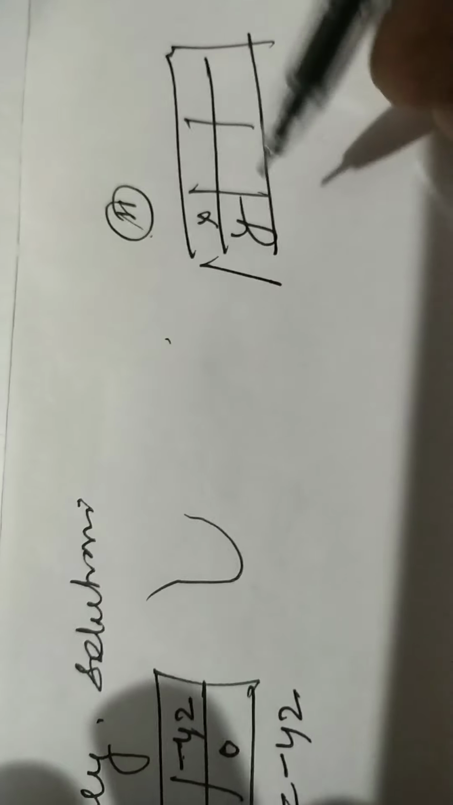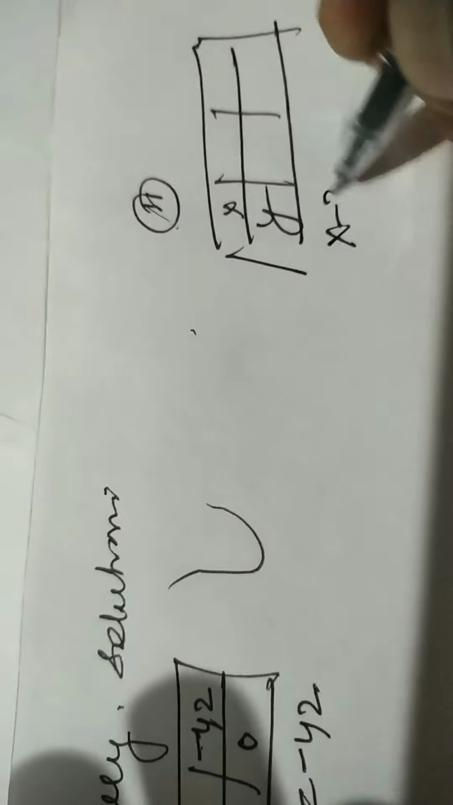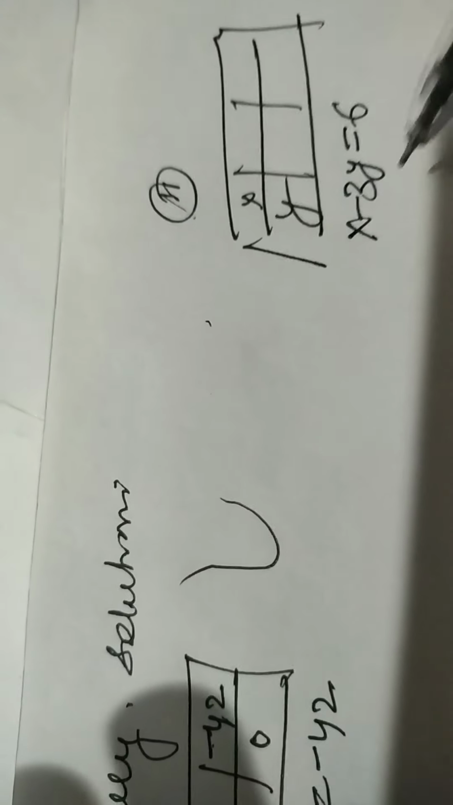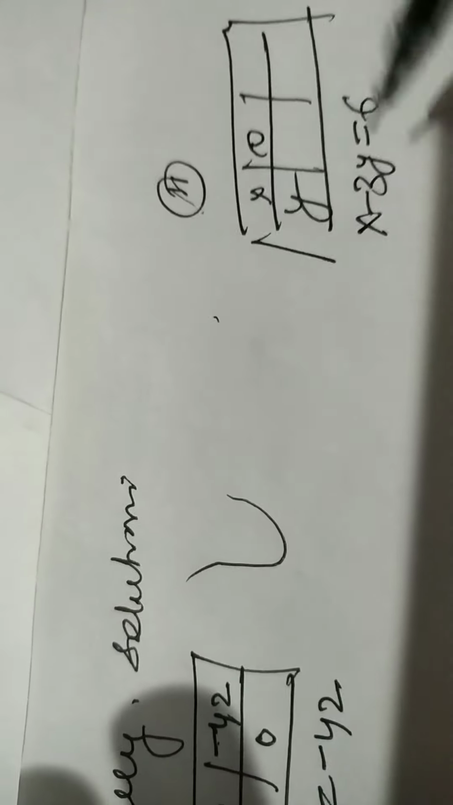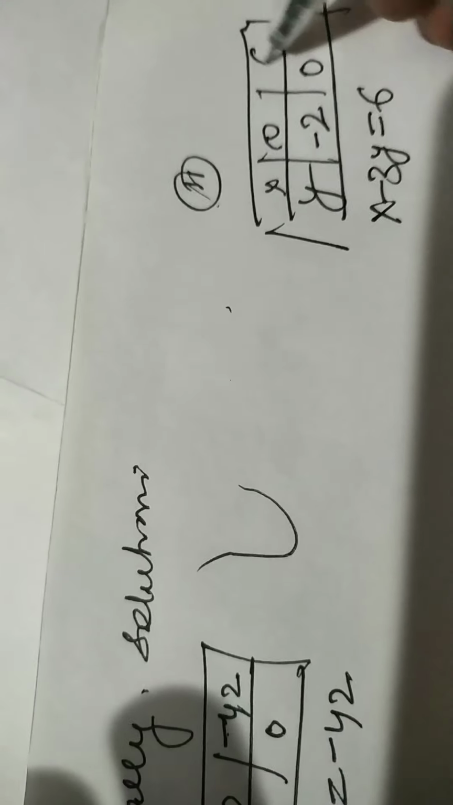The first equation is X minus 7Y is equal to minus 42. So if X is 0, then Y is 6, and if Y is 0, then X is minus 42. And the same for the second equation, X minus 3Y is equal to 6. If X is 0, then Y is minus 2, and if Y is 0, then X is 6.